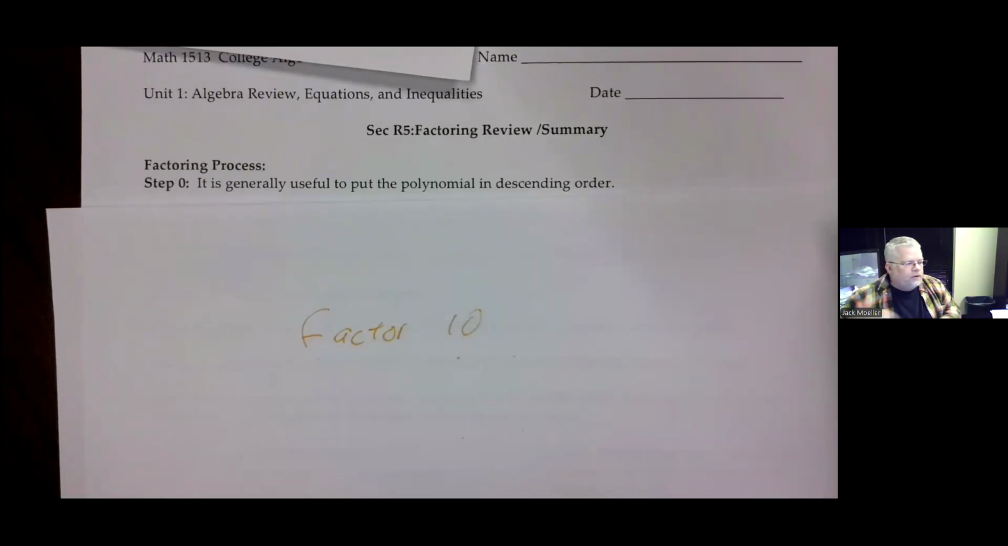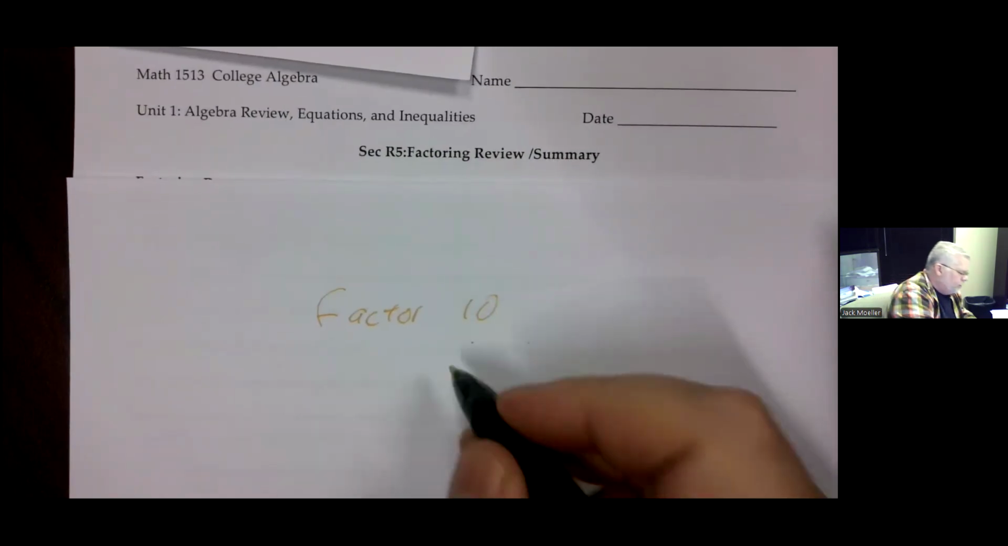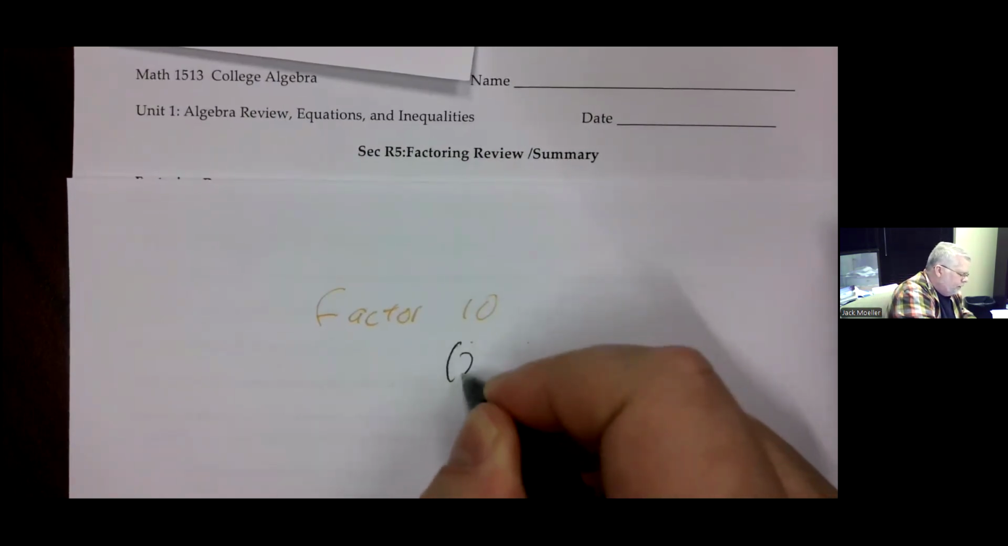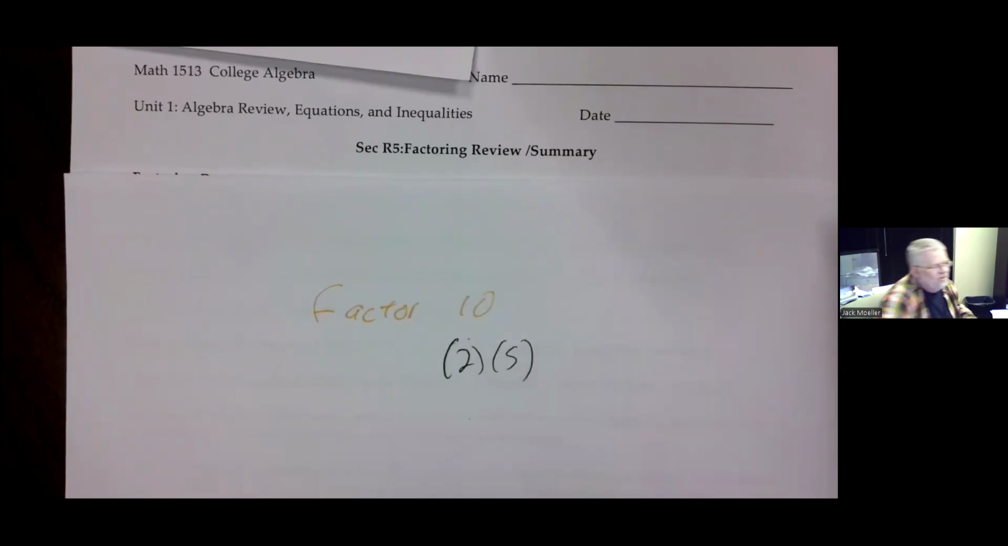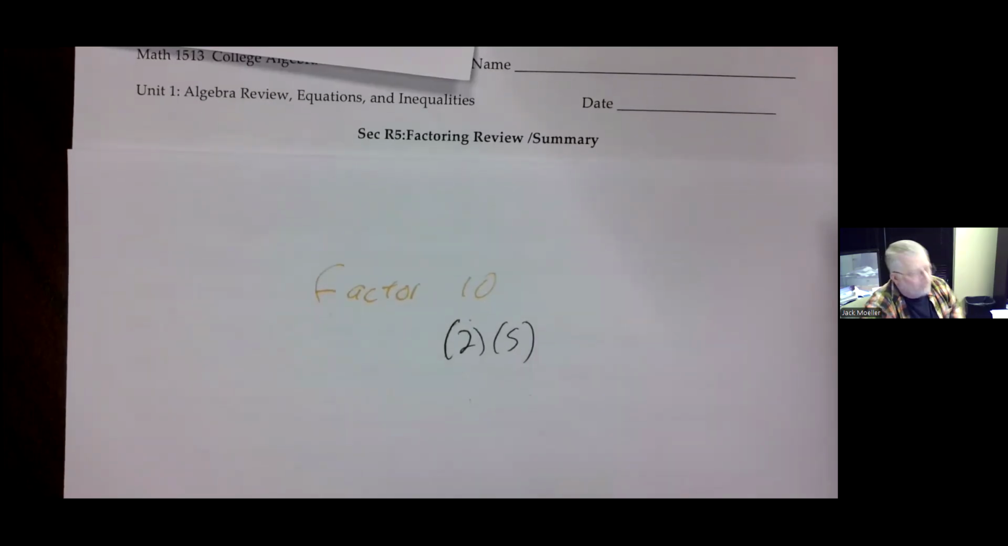If I said factor 10, hopefully you're thinking 2 times 5. It's probably going to be the most common answer. You could say 1 times 10. That doesn't really get you a whole lot because 10 is still one of the factors. And so when we're factoring a number, you're breaking it up into a product.